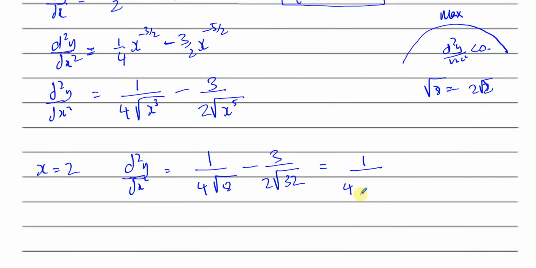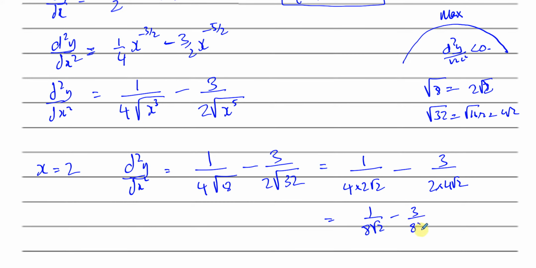So this would be 4 times 2 root 2 minus 3 over, and this is like the square root of 32, which is the square root of 16 times 2, so it's 4 root 2. So this is 2 times 4 root 2. So you end up with 1 over 8 root 2 minus 3 over 8 root 2, and we can see that this is negative.